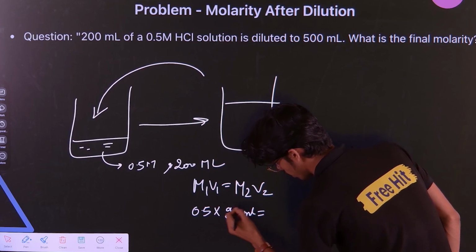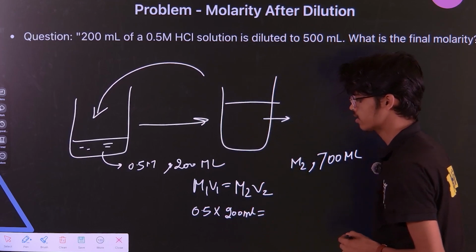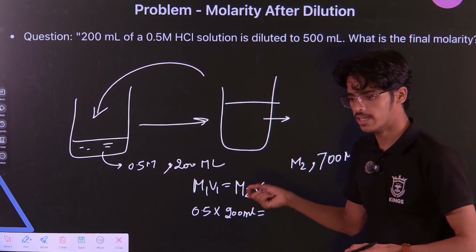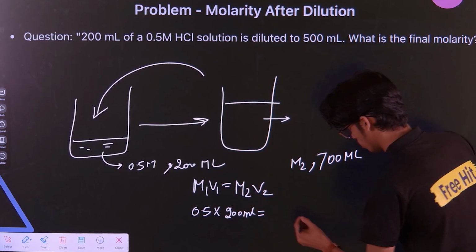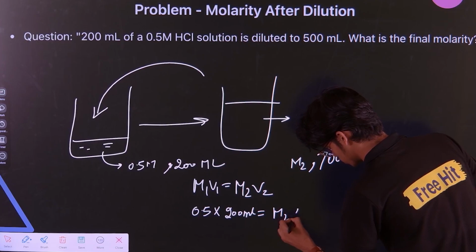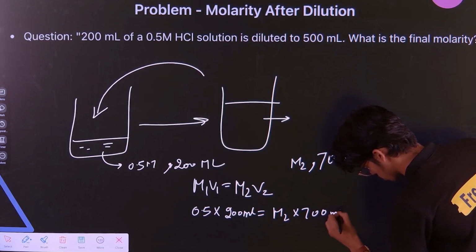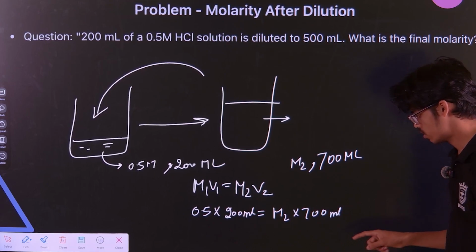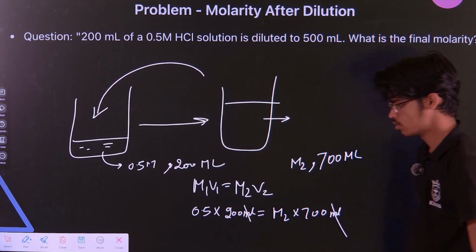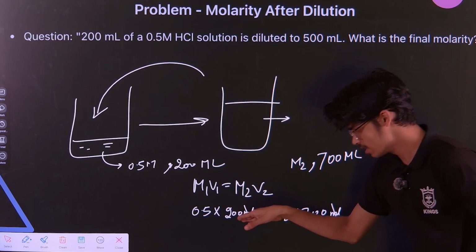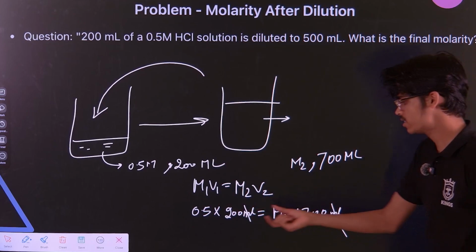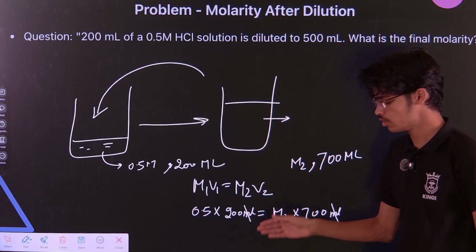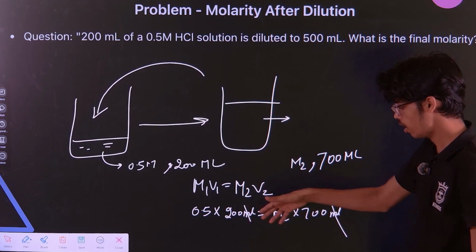Sir, why are you not writing 200 milliliter in terms of liter? Listen, even if I write it in liter or in milliliter, it doesn't matter. Why? I'll tell you. If I'm writing this in milliliter, I will also write this in milliliter, so this unit is going to cancel out, right? It doesn't matter whether you write this in liters or milliliters, because at the end it's forming a ratio.